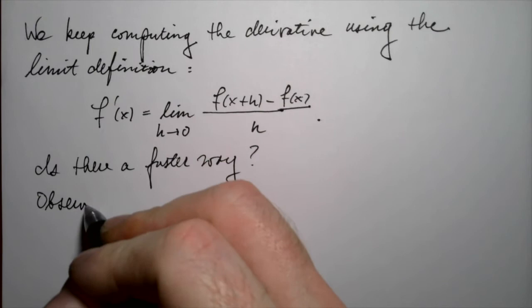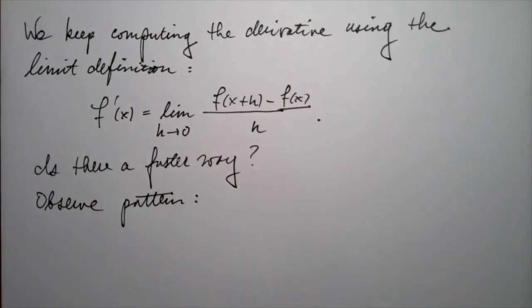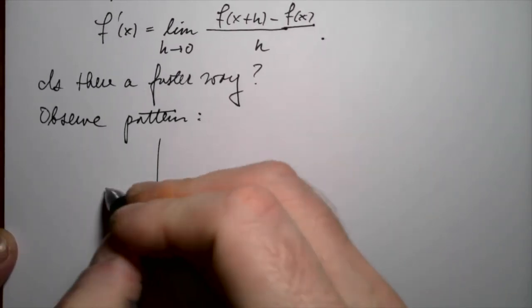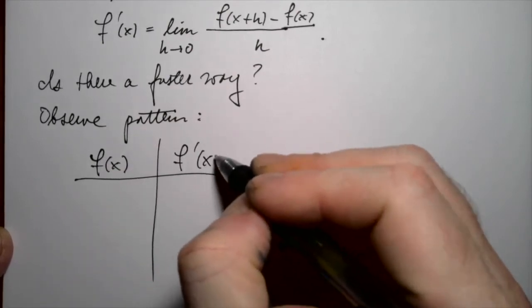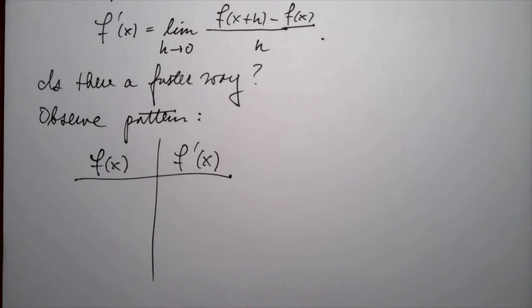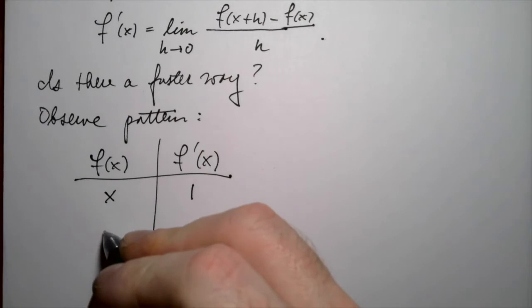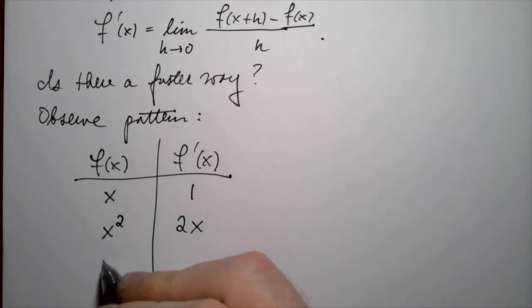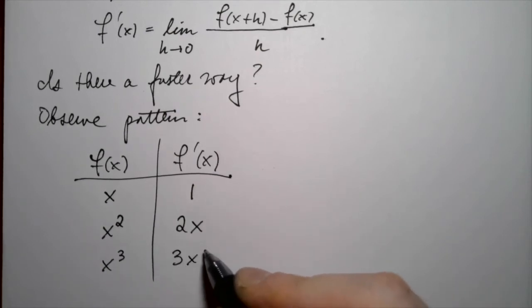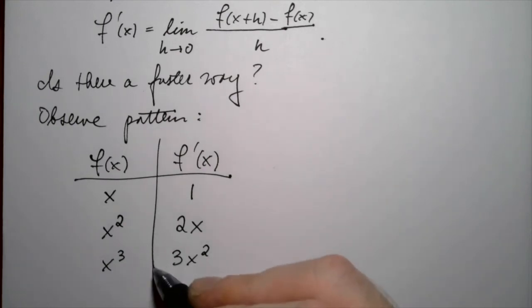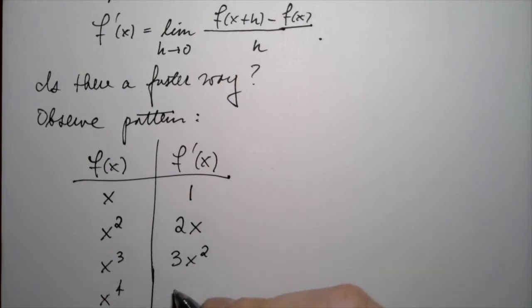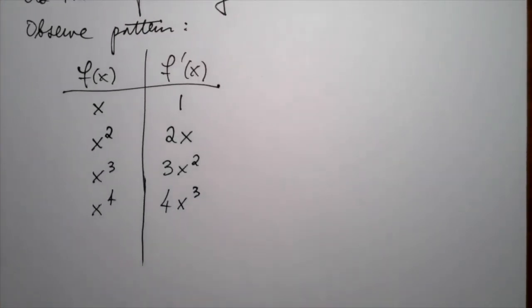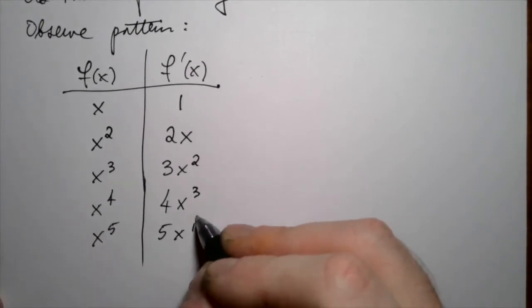So let's just first observe a pattern that we've seen in some of the examples. So I'm going to write down for you some functions and their derivatives that we've computed. So if we have just the function x, the derivative is 1. Okay. If we have x squared, we've computed that one, and we found that the derivative is 2x. We've also computed the derivative of x cubed, and we found that the derivative was 3x squared. If you plug x to the 4th into the definition of the derivative in terms of a limit, you'll get 4x cubed. Do you see the pattern yet? If you do x to the 5th, you'll get 5x to the 4th.